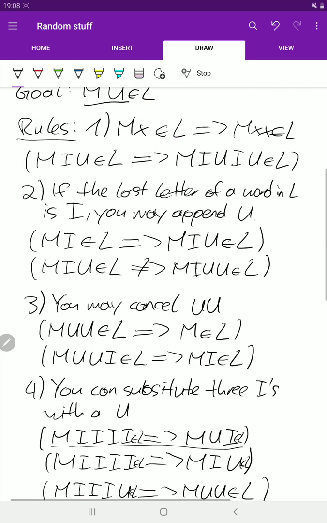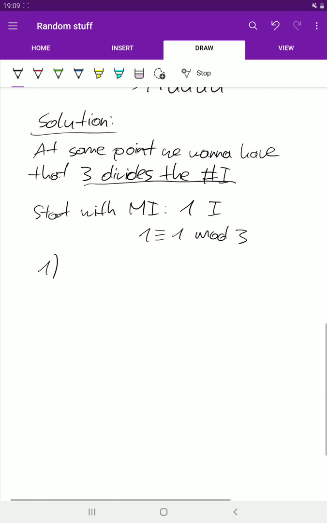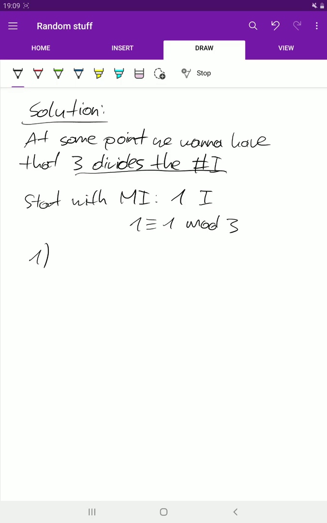So let's look at the rules. The first rule says we may double the part after the m. What I want to say is that the number of i's is multiplied by 2. So maybe I just write it out literally. So this is multiplied by 2 if we apply the first rule.